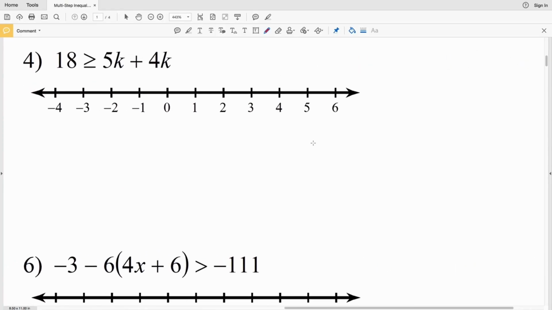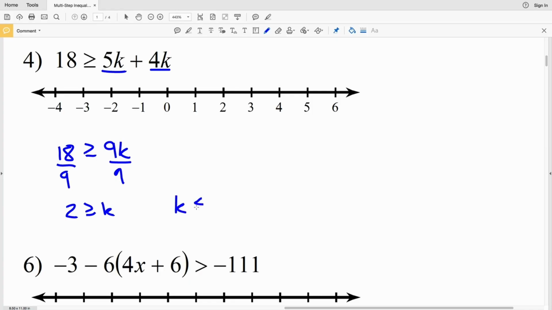In number 4, we have 18 is greater than or equal to 5k plus 4k. Combining like terms on the right-hand side, we're going to have 18 on the left is greater than or equal to 9k on the right. Then it's just a one-step inequality. Divide both sides by 9 to get that 2 is greater than or equal to k. And if you want to rewrite that with the variable on the left side, just flip it around to be k is less than or equal to 2. Graphing this, we're going to circle and fill in the 2 since k can be equal to the 2, but it's less than or equal to, so we're shading in to the left.